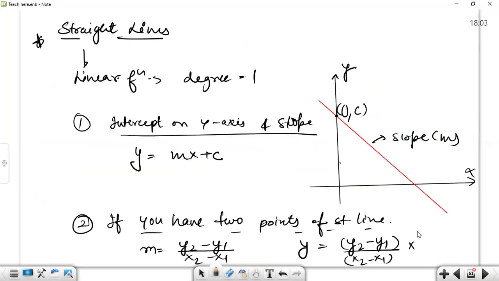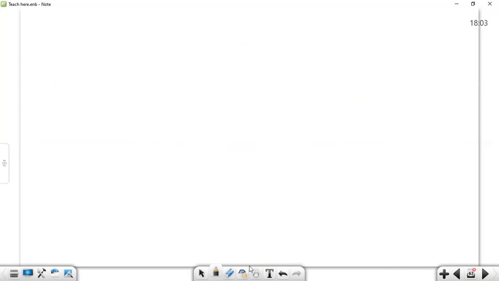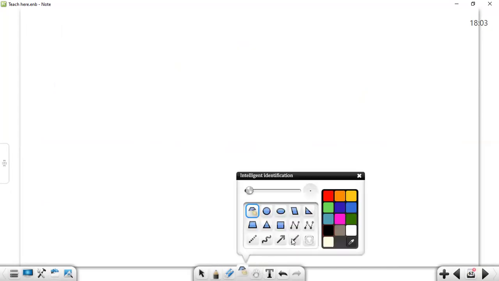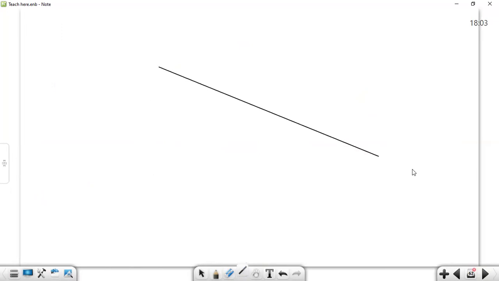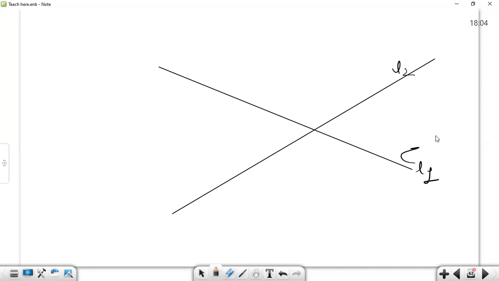Yes, here. So let's discuss. There are two lines, line one and line two. This line one's slope is m1. This line two's slope is m2.